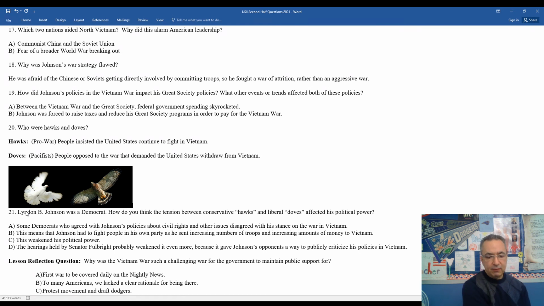This means that Johnson had to fight people in his own party. He sent increasingly larger numbers of troops and expended increasingly larger amounts of money in Vietnam. This weakened his political power. The hearings held by Senator Fulbright probably weakened it even more because it gave Johnson's opponents a way to publicly criticize his policies in Vietnam.